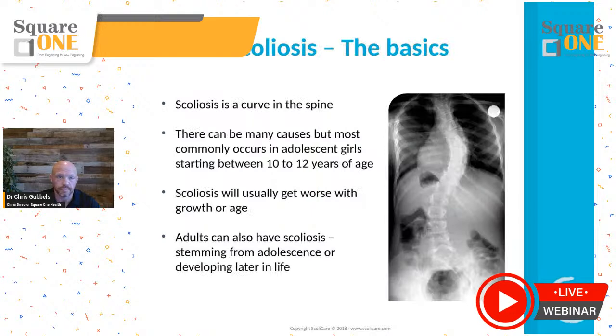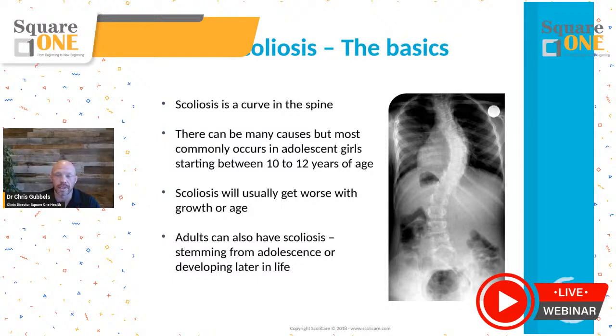So scoliosis is a curve of the spine. It's classified by having at least 10 degrees of lateral bending with rotation. Both of those need to be present to actually diagnose someone with scoliosis.